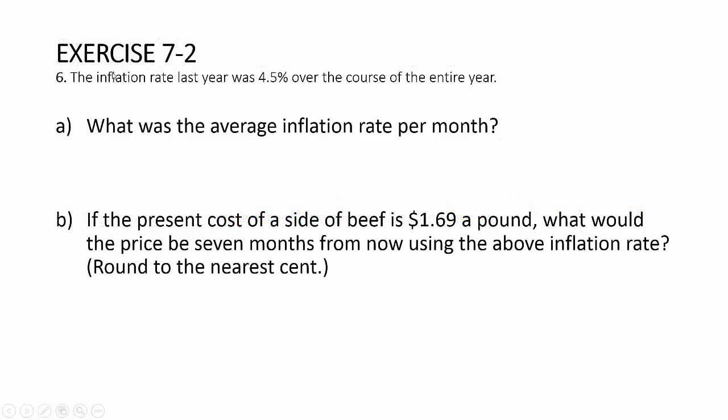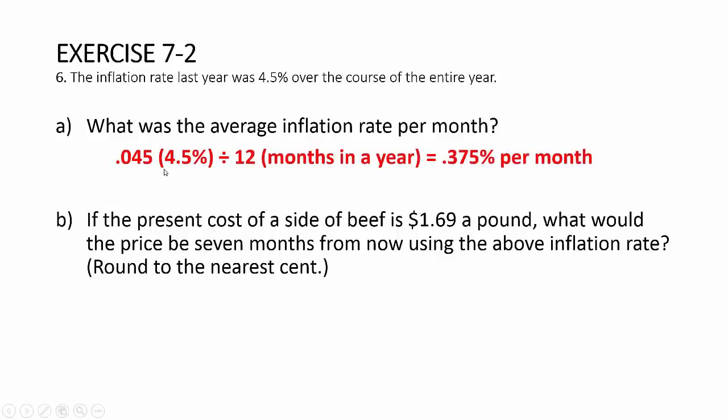Question 6 deals with inflation, and the inflation rate last year was 4.5%. What we want to do is figure out the average inflation rate per month. So it's a little bit like unit costing. We're going to take what it was for the year, and we're going to divide it by how many months there are in a year. Or 4.5% divided by 12 months gives us an inflation rate of 0.375% per month.